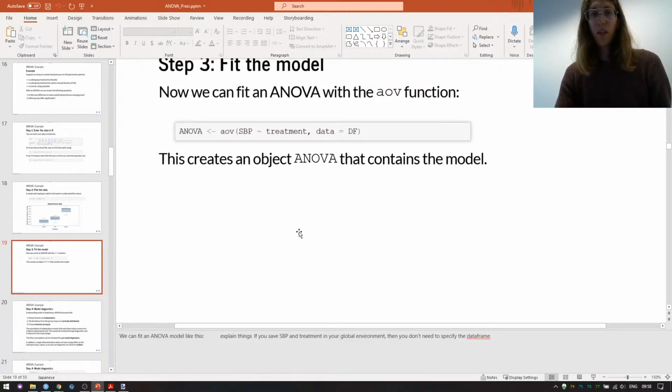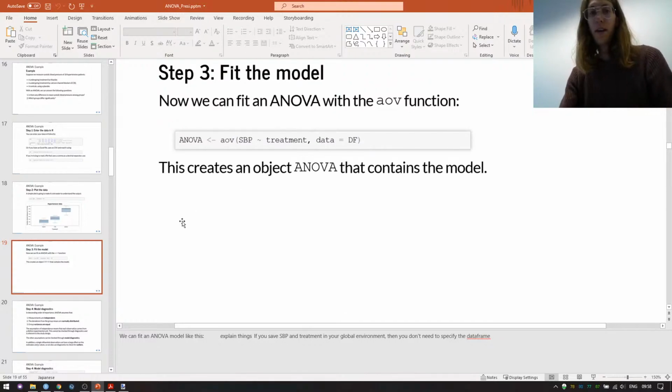Okay, so after we visualize the data, we can perform the Anova. This is the function that we saw before in the output. So we make an object, we call it Anova, and it uses aov, which is the function you use to perform an Anova. SBP, the systolic blood pressure, is our outcome. And we look at the different groups, which are the treatment. And here we specify where the data comes from. So the data is from the data frame.